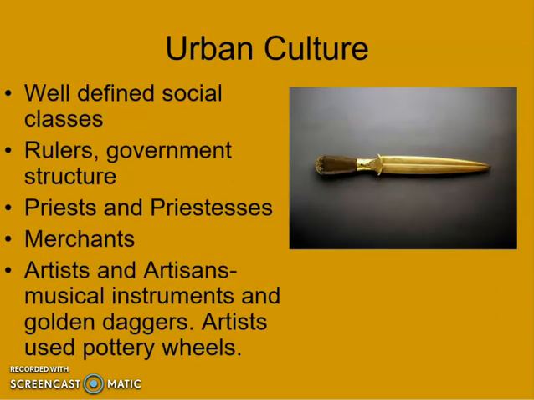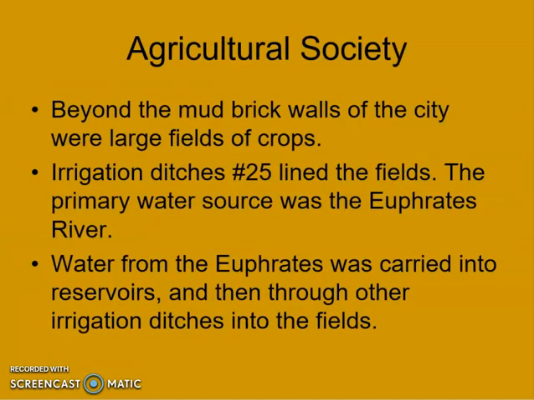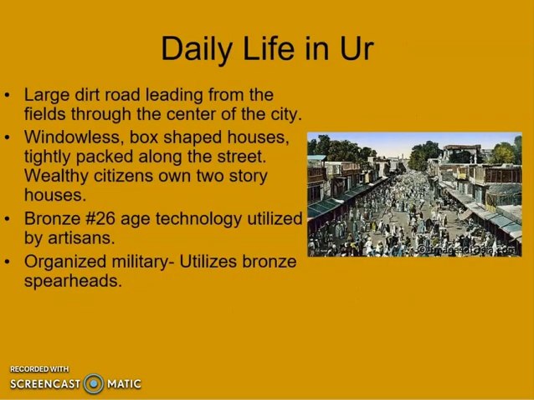Artisans, rulers, leaders, priests, and priestesses. Not a whole ton of human sacrifice. They just mostly sacrificed animals to their gods for rain and stuff. Irrigation ditches for number 25. I really got to hurry, guys. I'm running out of time. Tigris and Euphrates rivers were the ones. They used bronze weapons. Number 26, you see it right there.